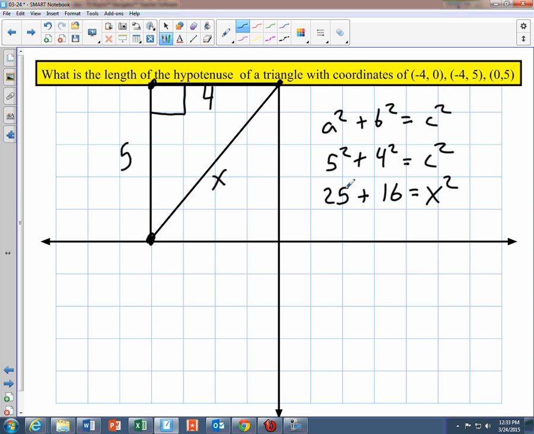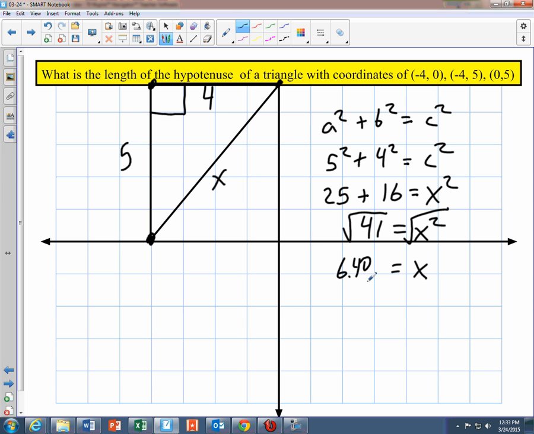Okay, I can combine these terms because they're on the same side. So 25 and 16 is 41 equals x squared. And what's my last step always? My last step is to always take the square root. So I'm left with x equals the square root of 41. Okay, the square root of 41 is 6.40.